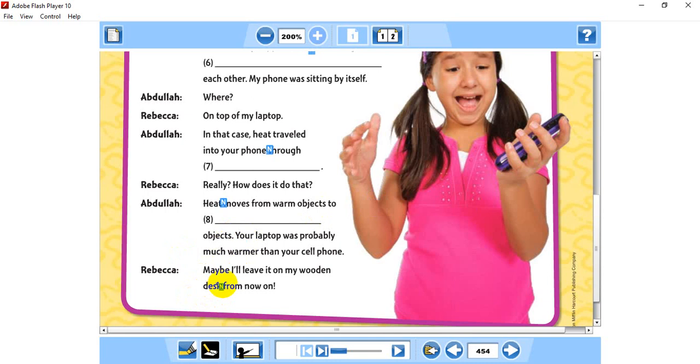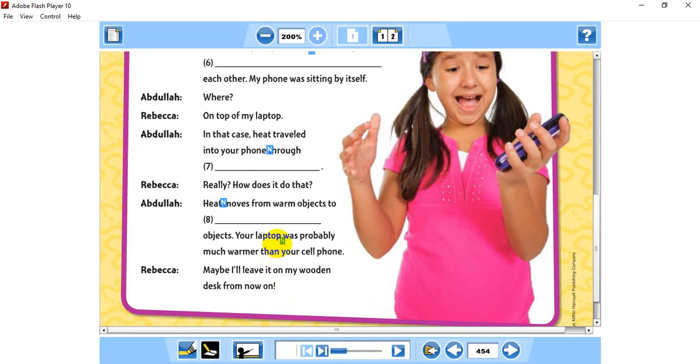Okay, maybe I'll leave it on my wooden desk from now on. Okay guys, so for that reason she decided to keep her smartphone where exactly? On the desk, on a cold surface, in order to avoid conduction heat. Okay guys, so she solved the problem by keeping her smartphone on a cold surface, like the desk.